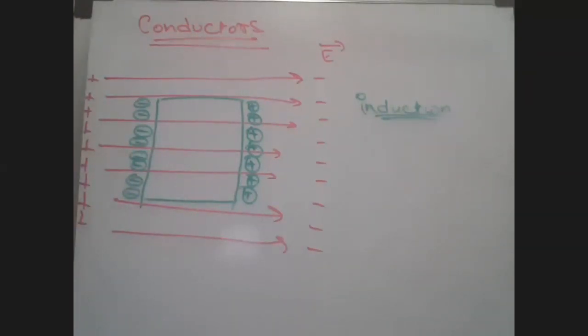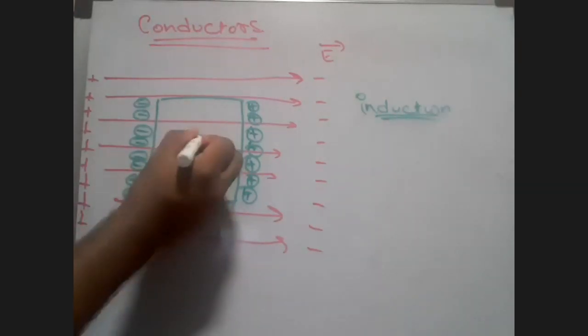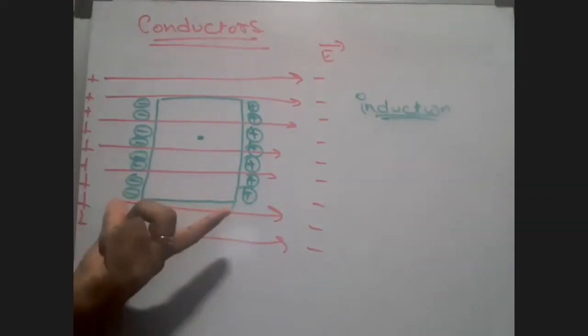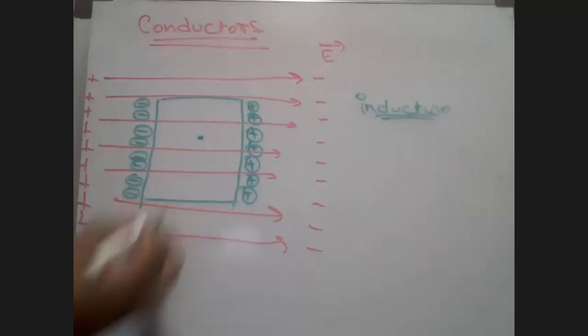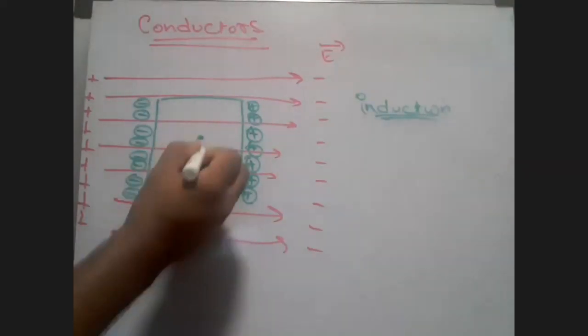We can say that at any point in this conductor, I'm talking only about this conductor, due to the redistribution of charges, there will be an electric field in what direction? Can anyone tell me?